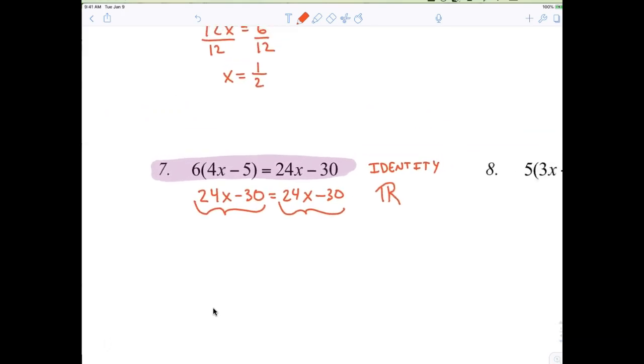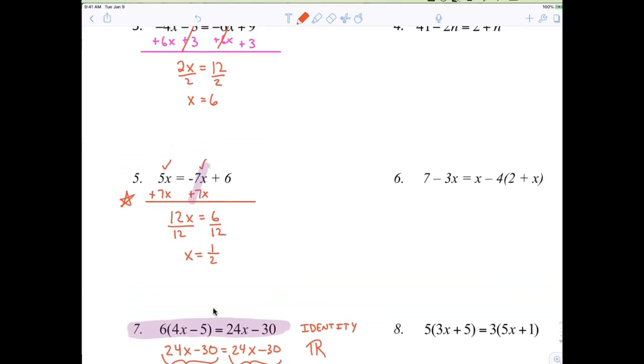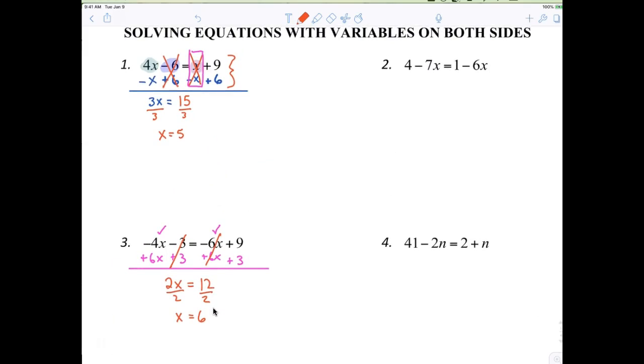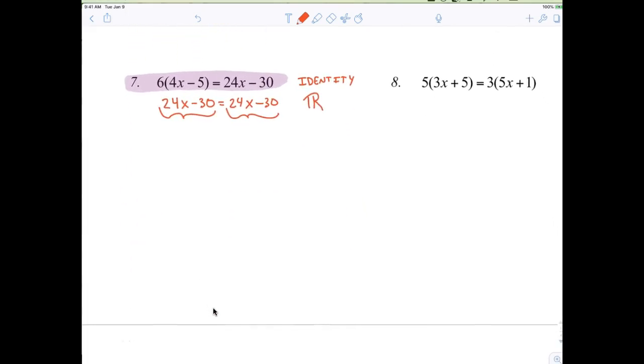If I go back to number 5, what's the only number that I can plug in to make sure that's a true statement? 1/2 is the only number that will work. What will work for number 3? 6. What will work for number 1? 5. Can I pick any other number besides 5? No. On number 7, what number can I pick? Any number and it will work. It's called an identity. Now, how do I know it's an identity? Because I read the problem. 24x minus 30 always equals 24x minus 30.